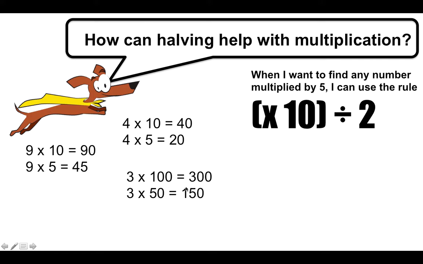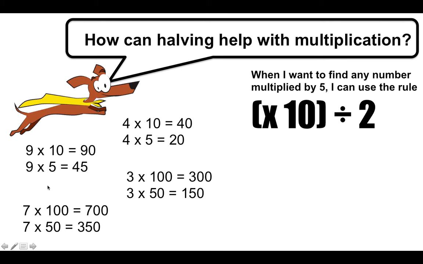Again, we can apply the same rule. Looking at the idea that 50 is half of 100, logically then, the answer here to 3 times 50 should be half of 3 times 100. So half of 300 is 150. 3 times 50, 150. 3 times 100, 300. 3 times 50 is half of 3 times 100.